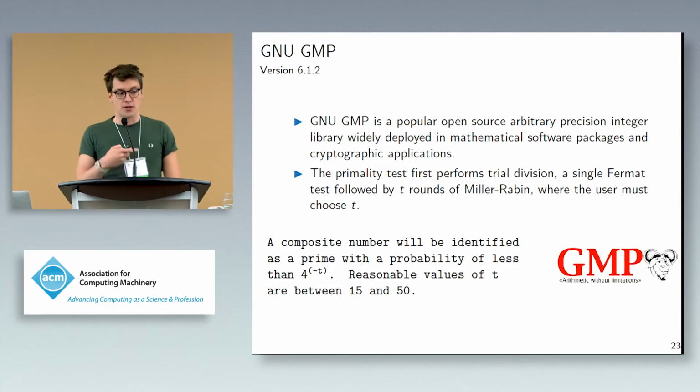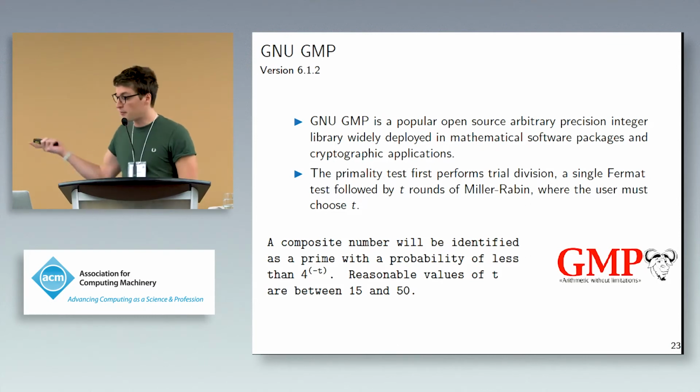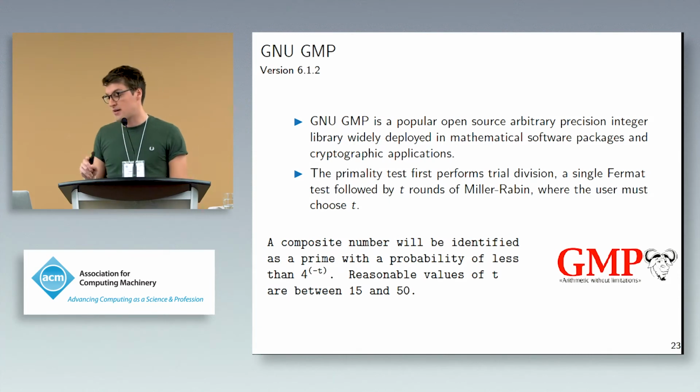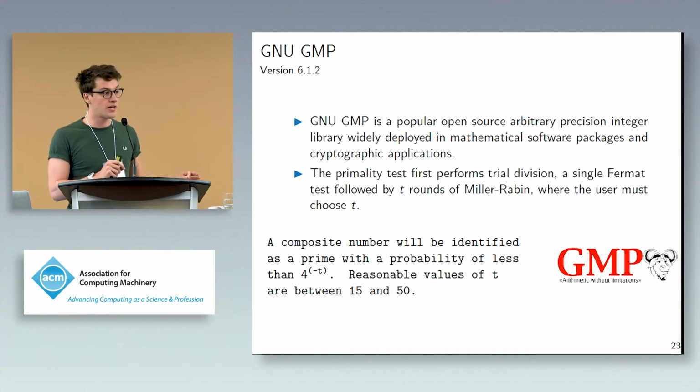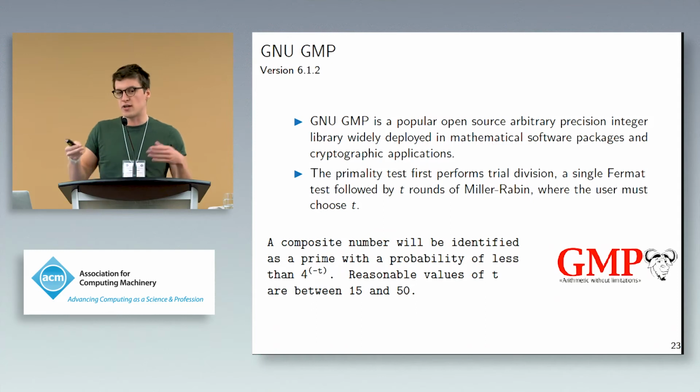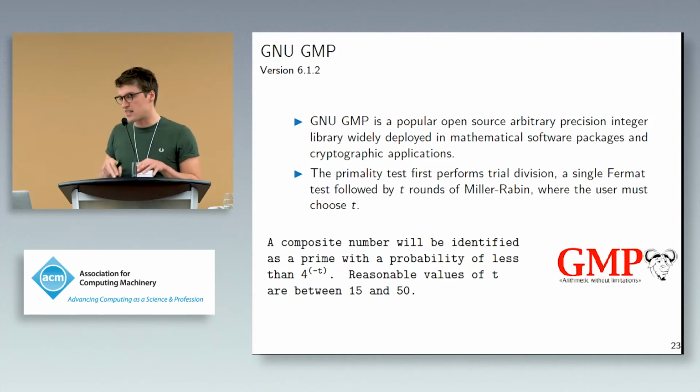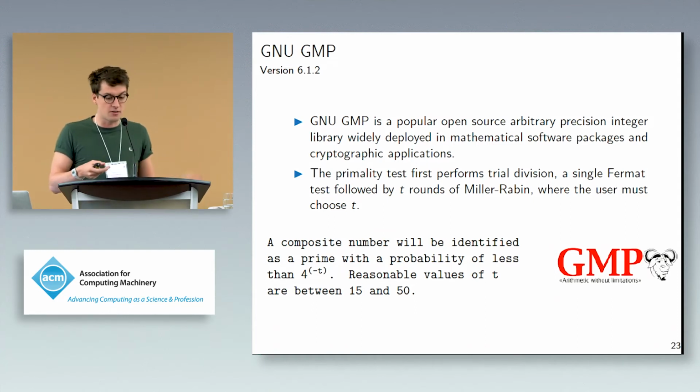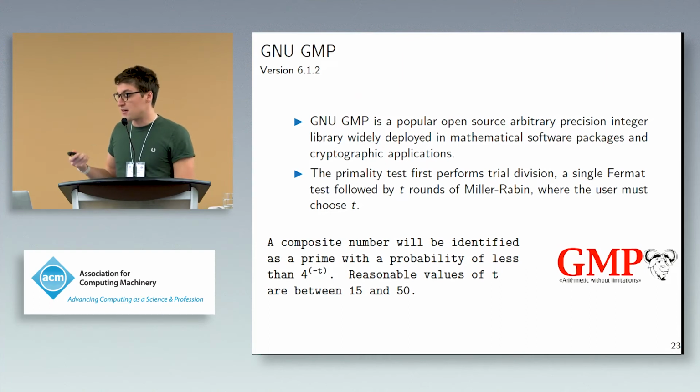Okay, next we look at GNU GMP, which is a popular open source arbitrary precision integer library, which is widely deployed in mathematical software packages and cryptographic applications. So the primality test in GNU GMP first performs some trial division. It then performs a single Fermat test, which is sort of like a basic Miller-Rabin test that uses Fermat's little theorem. It then does T rounds of Miller-Rabin, where the user must pick T.